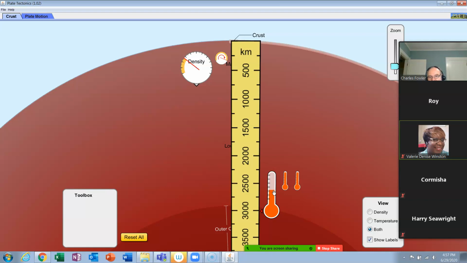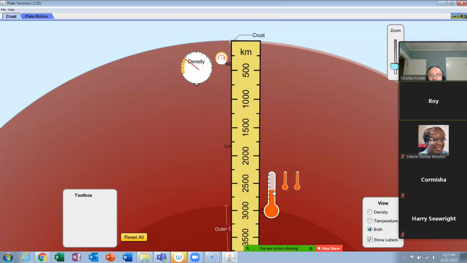Question 29. What is believed to be the phase of the outer core? When I say phase, that means solid, liquid, gas, or plasma. What do they think the outer core is? No, not plasma. That would be in the sun. We're not that hot. The outer core they think is liquid.